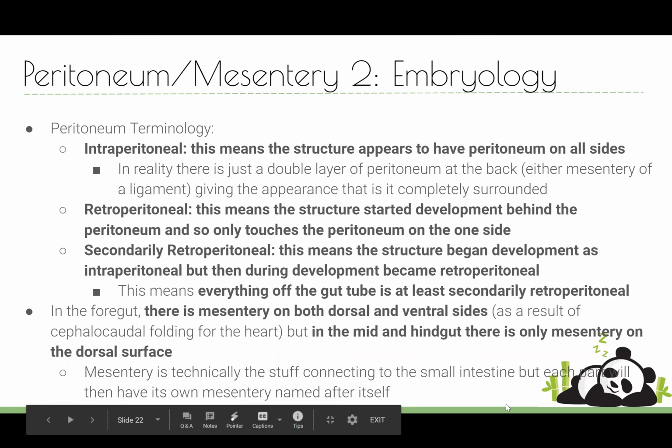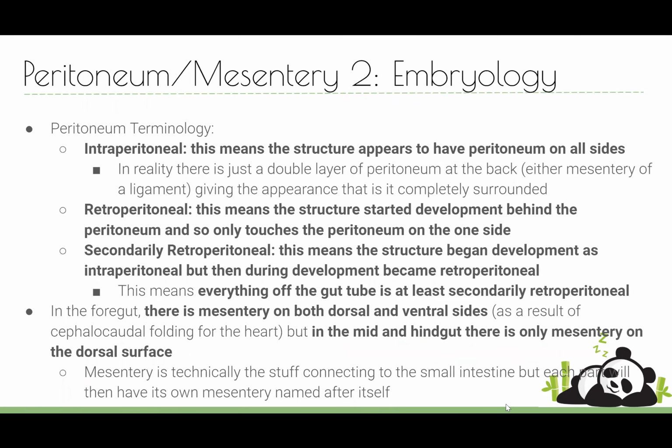Okay, so this is important terminology. Intraperitoneal means the structure has peritoneum on all of its sides. Theoretically speaking, there's a bit at the back where it doesn't, but for our purposes, it does. So it's a structure which is completely covered on all sides by peritoneum, so intraperitoneal. Retroperitoneal means the structure started developing behind the peritoneum. It only touches one side of the peritoneum at the end as well.